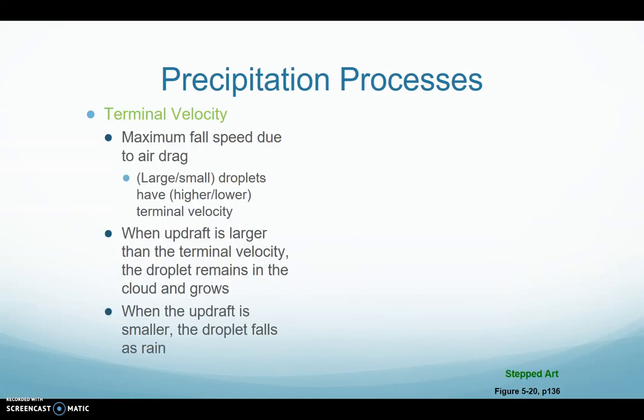How large can a droplet get? Well, that depends on what we call the terminal velocity. The terminal velocity is the maximum fall speed due to air drag. Large droplets will have a higher terminal velocity because they're larger, so gravity is going to pull them faster and they'll be able to go faster. But smaller droplets, because they're lightweight, are more easily picked up by air, and so they have a lower terminal velocity.